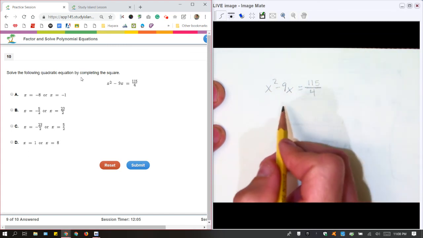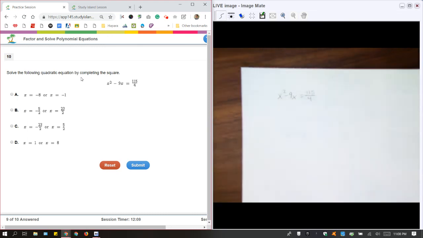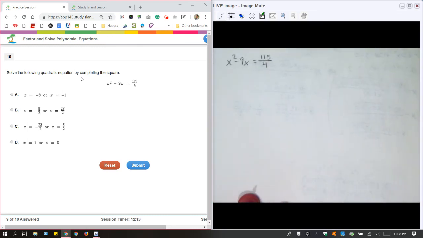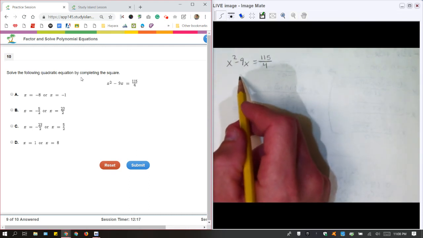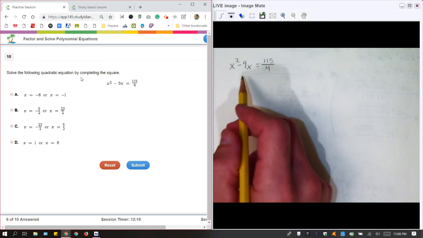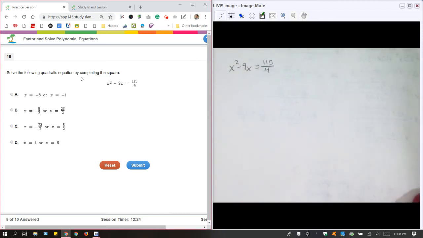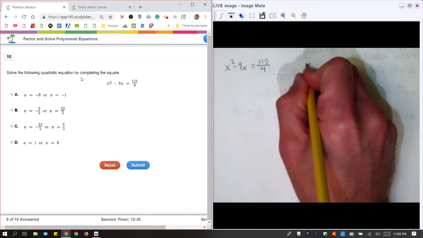Okay, so the goal here is to make it so what we've got is a square on one side of the equation. So what could I add to the left side of the equation that would make this a perfect square? So there's a pattern. Whenever you have a binomial squared, for example, let's say you have x, let's do an easy one.